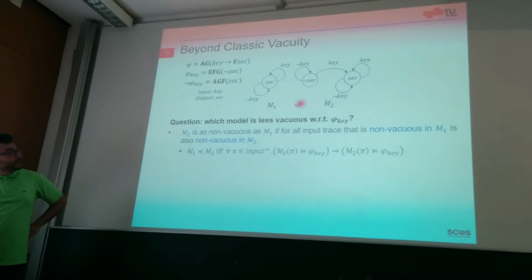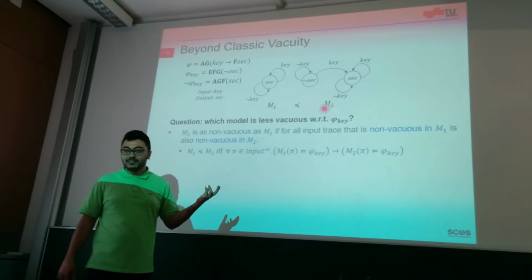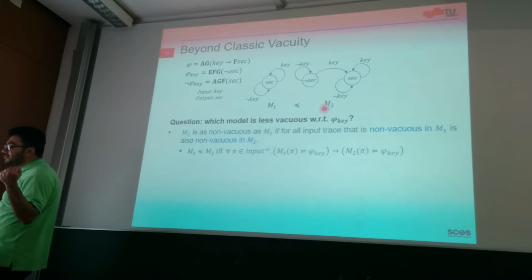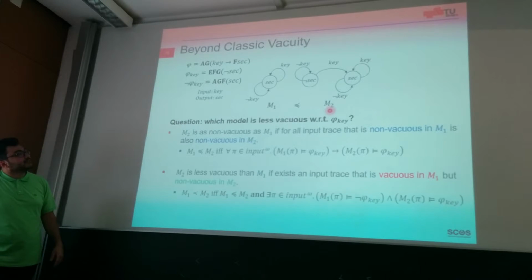Apparently there's no non-vacuous trace in M1 that makes M2 as non-vacuous as M1. You cannot give a system which is more vacuous than M1, which is worse than M1. So basically, with the antecedent failure, we use vacuity to tackle vacuity. M2 is as good as M1 in the first place.